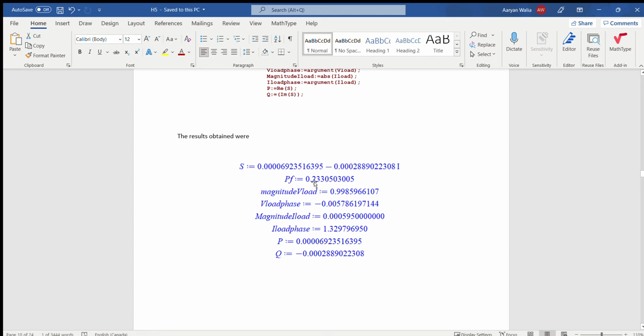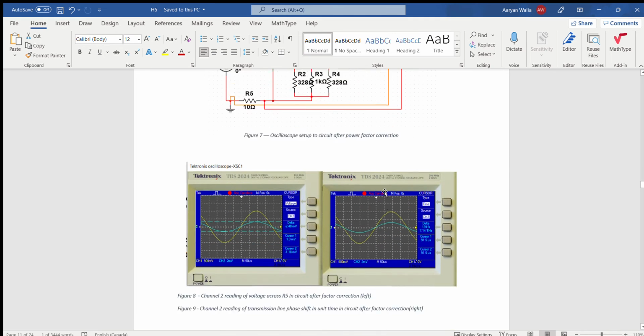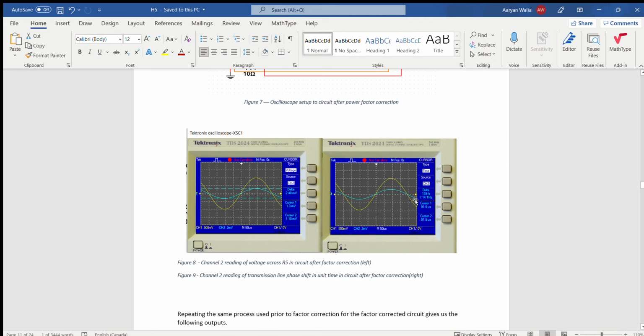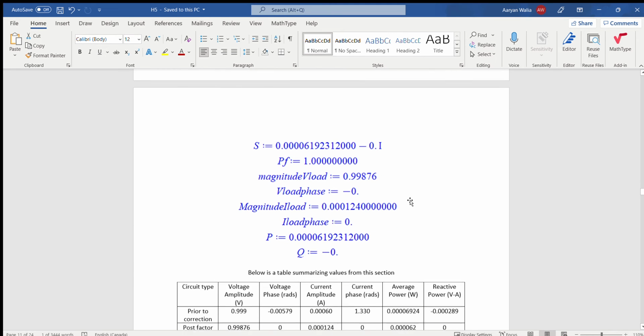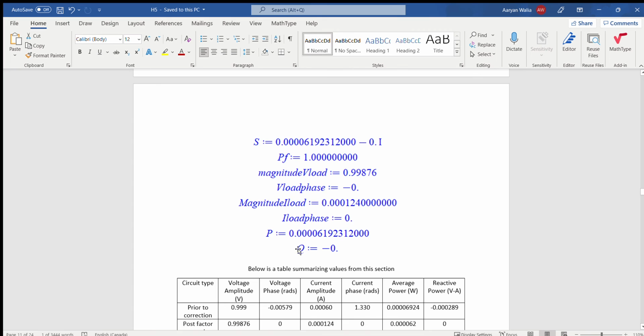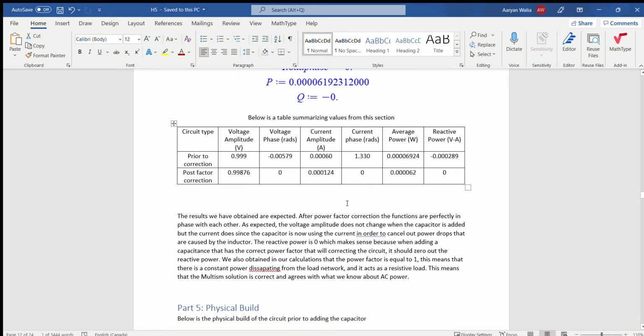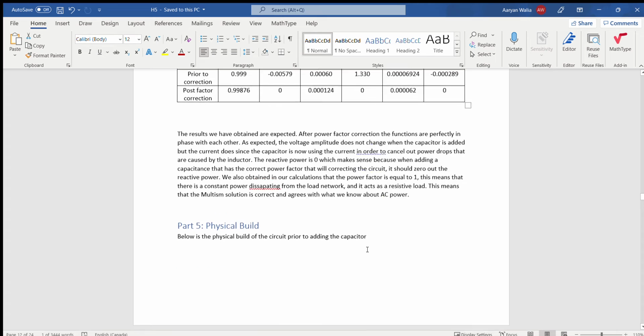And what we want is that, once we connect the capacitor, this goes to 1, and then this should go to 0. And we do the same thing here. You can see that the waveforms are now in phase. And we got that the reactive power is equal to 0 and our power factor is equal to 1. So now we know that it's constantly dissipating power. And this is just a table that's comparing them.